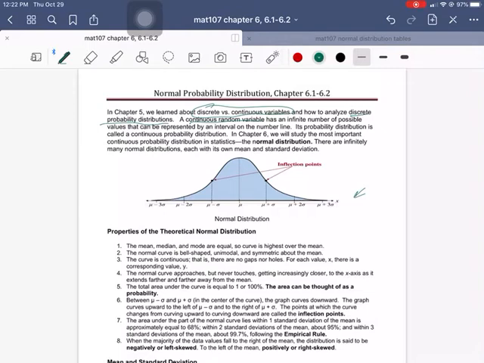This is a continuous probability distribution. In Chapter 6, we'll study the most important continuous probability distribution, the normal distribution. There are infinitely many normal distributions, each with its own mean and standard deviation. So let's look at this little graph of a normal distribution. Notice that its axis is x, and its mu, or average of the population, is in the middle. And then one standard deviation as we create the distribution scale here.